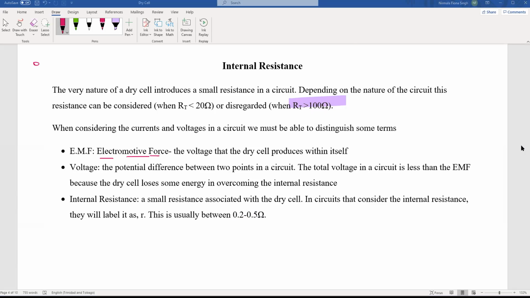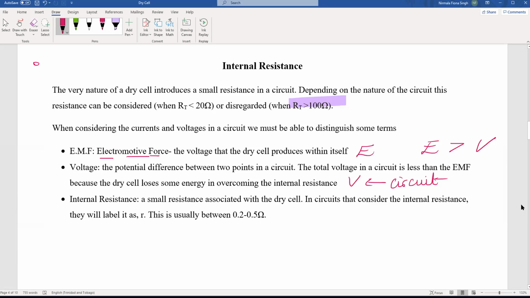My EMF is usually indicated with an E. My voltage is usually indicated with a capital V, and E is always greater than V. Why is E always greater than V? Because E is the pure voltage from your battery, but the instant it leaves the battery, it starts to lose a little bit of energy. And we look at the voltage in your circuit. So there's a slight difference. We're going to see how to determine the difference just now.